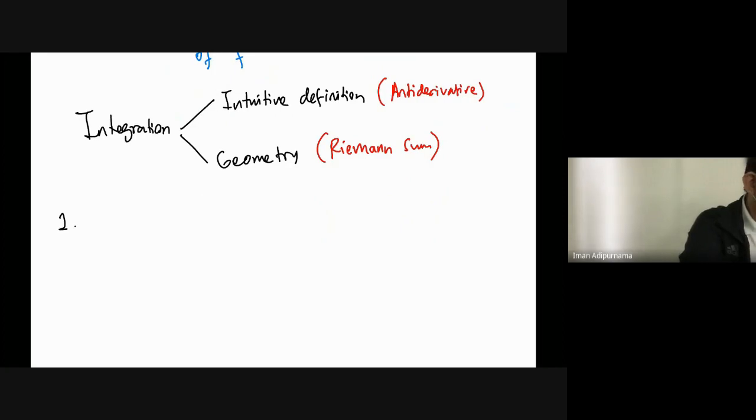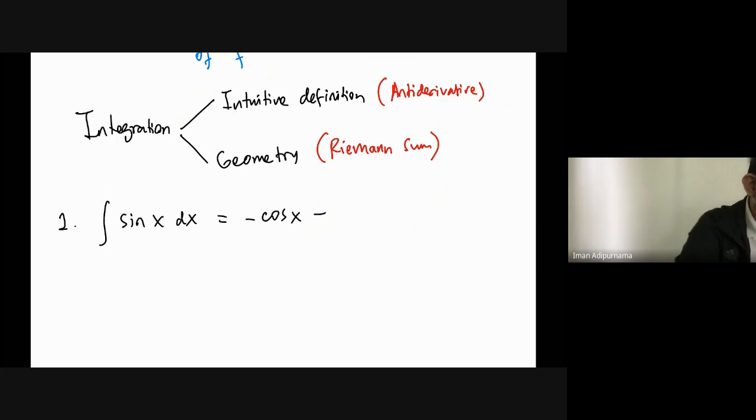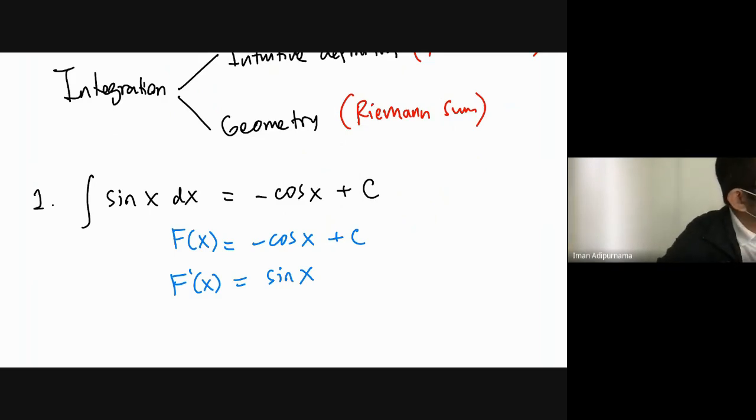So if we have the integral of sine x dx, which means what is the antiderivative of sine x? We know that this will be negative cos x plus C. And of course, to make sure of our answer, we can differentiate it, then you have this. It's going back to the original function, so our answer is true.